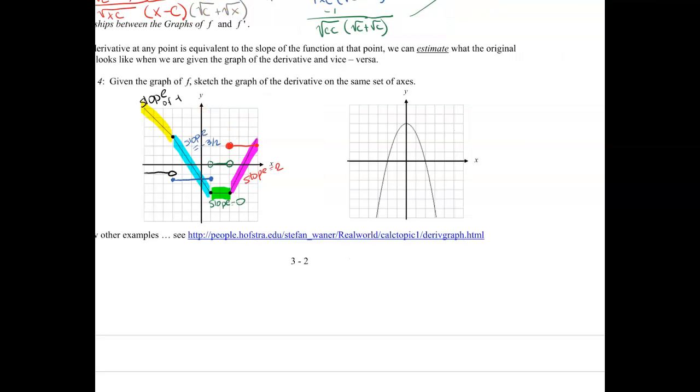My next one's a little bit harder to just tell the slope in certain places. But I know my slope at the top should be 0. So my slope at 0 should be 0. And then I see my slope here is about -1, to be honest, so I'm going to plot that point. Likewise, I see that my slope over here is about +1.